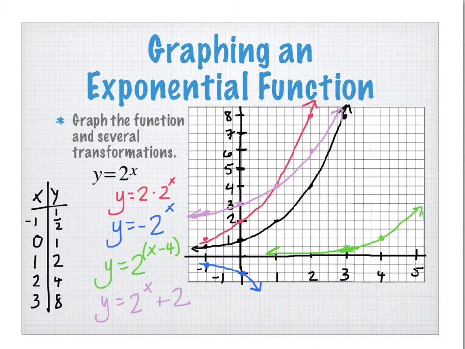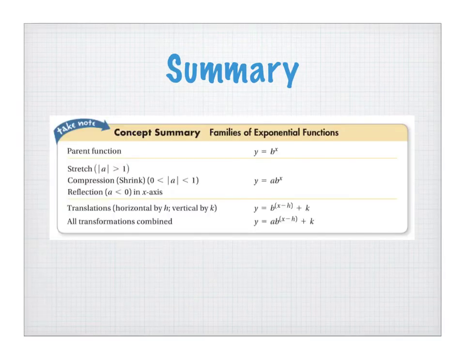except it's just risen up 2. All right, and you can, of course, combine all of them together. Let's look at a summary. So we know about the stretch. That's A. If it's positive and greater than 1, it's going to stretch. If it's a fraction, it's going to shrink. And if it's negative, it's going to reflect. You got your horizontal translation here, vertical translation there, and of course your parent function.